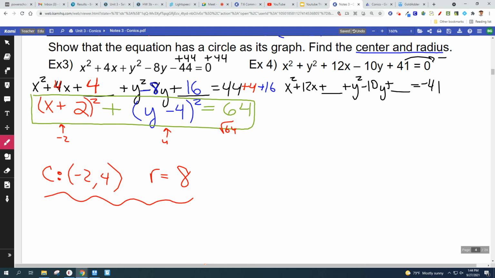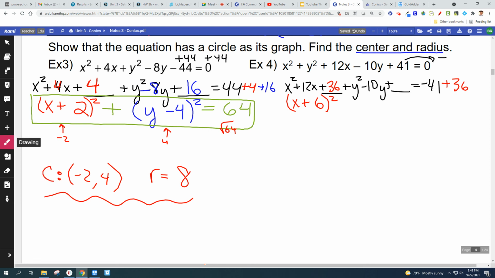Now, half of 12 is 6. Square it, it's 36. Factor it, that's x plus 6 squared. But I messed up my equation, right? I unbalanced my equation. If you add 36, that's not there. You just create that out of nowhere to try to solve a problem that we have. You're going to need to balance your equation out. And that's one way to balance it out. If you add 36 on the left, better add 36 on the right.